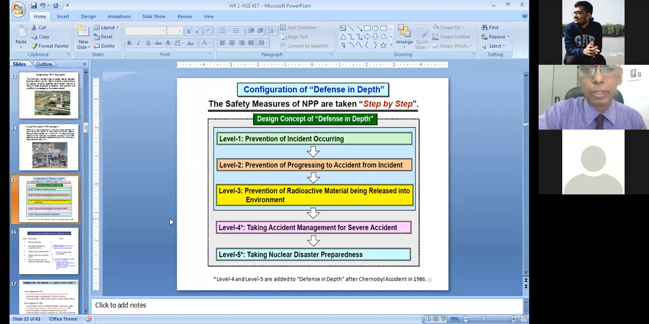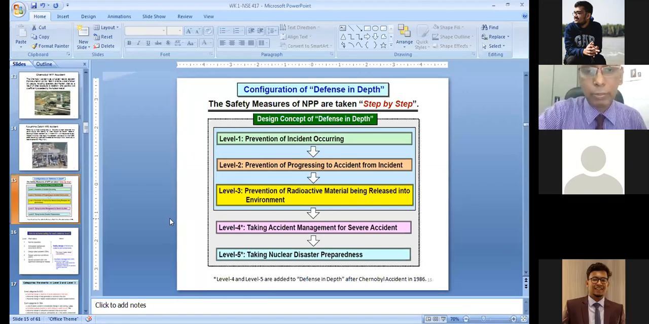And level 3 is the most important: the prevention of radioactive material released into the environment. If anything happens in an accident and there is a leakage, with radioactive material going outside to the environment, you have to take prevention measures or activities. Level 4, of course, is for any severe accident, where you have to take management procedures and policy. And finally, after a nuclear accident, that is the post-accident, you have to take emergency preparedness, or response preparedness.